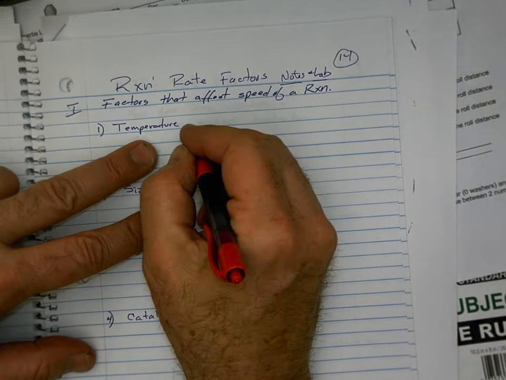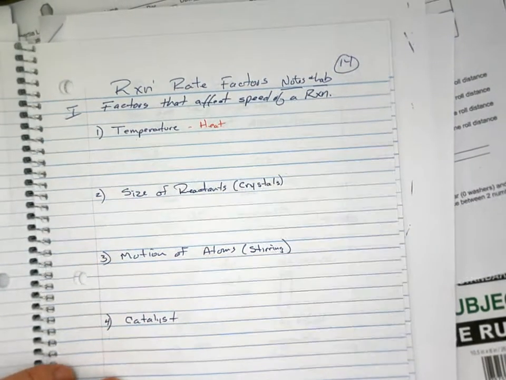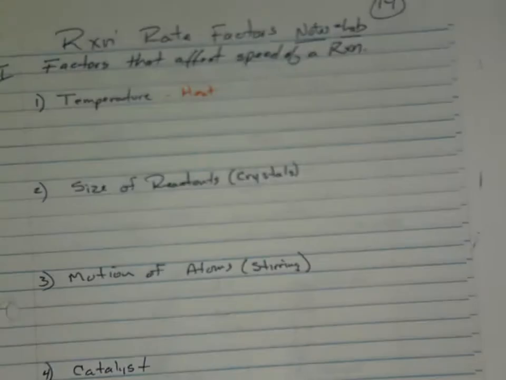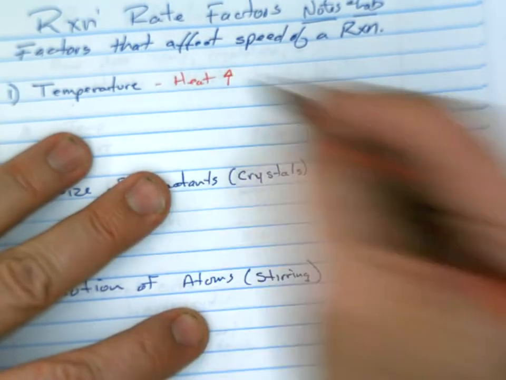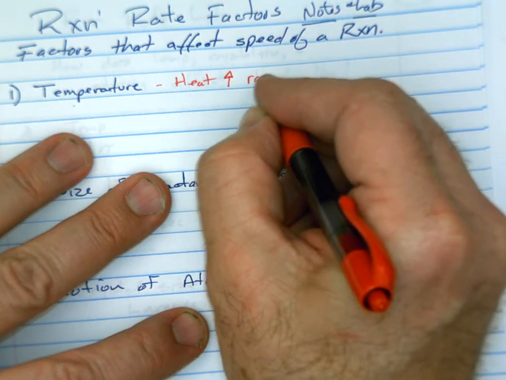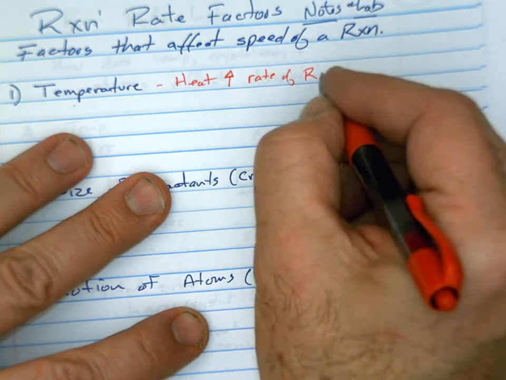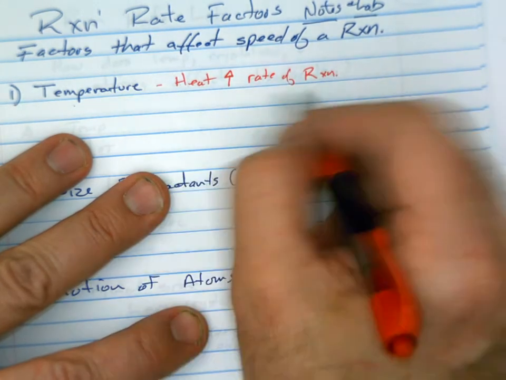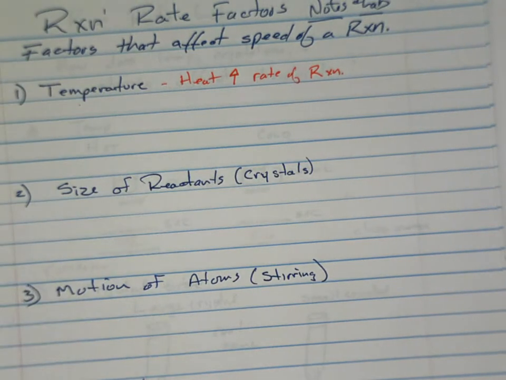So first off, temperature, heat, and I guess I better zoom in there for you. Heat increases, I'm just going to use an up arrow, increases the rate of a reaction. I'm abbreviating reaction RXN. We'll get into that in a moment. We're just kind of summarizing what we did.